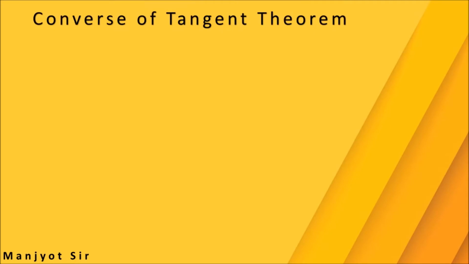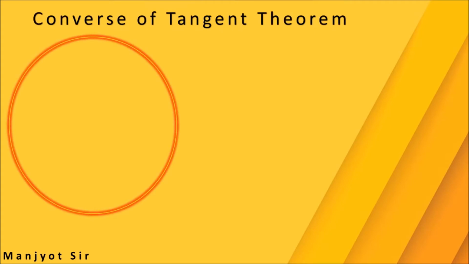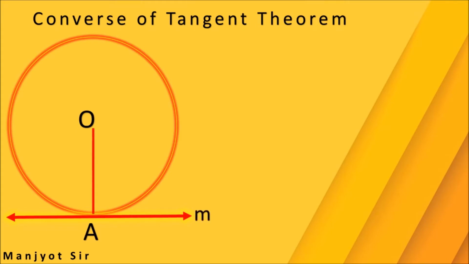Let's move ahead with the converse of this theorem. Now to understand the converse of the tangent theorem, let us again consider a circle with center O and one tangent which touches the circle at point A, and we have radius OA, and the name of this tangent is line M. Now let's understand the converse of the tangent theorem.